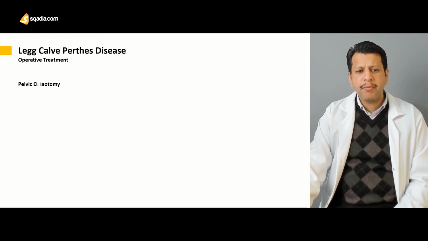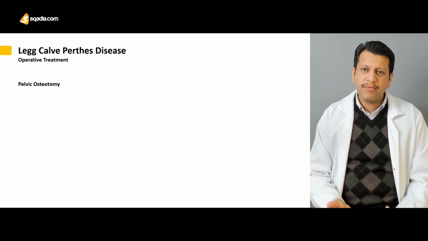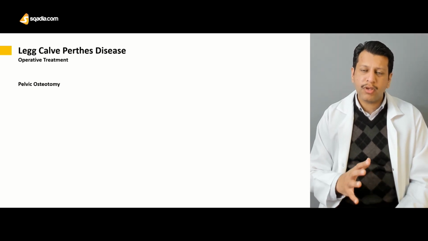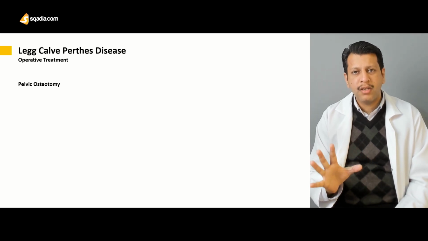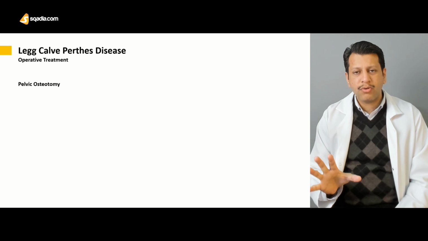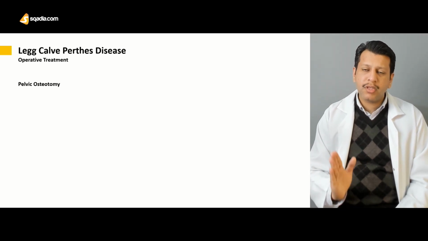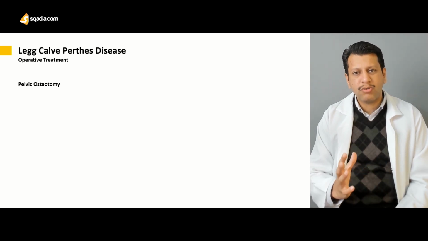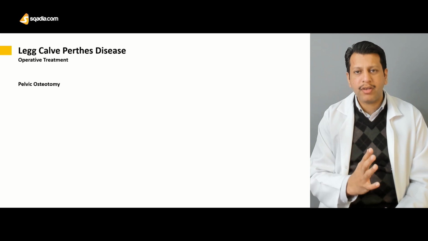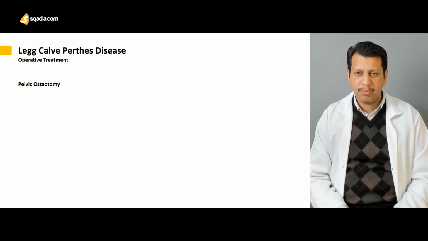Now, operative treatment, as I told you, sometimes only the osteotomy of the femur is enough, because the aim of the treatment is containment, to make sure the head stays in the acetabular socket. But if the problem is also at the acetabulum, and there is still some form of dysplasia, or there is increased subluxation despite having a femoral osteotomy, then you have to go with some form of a pelvic osteotomy as well.